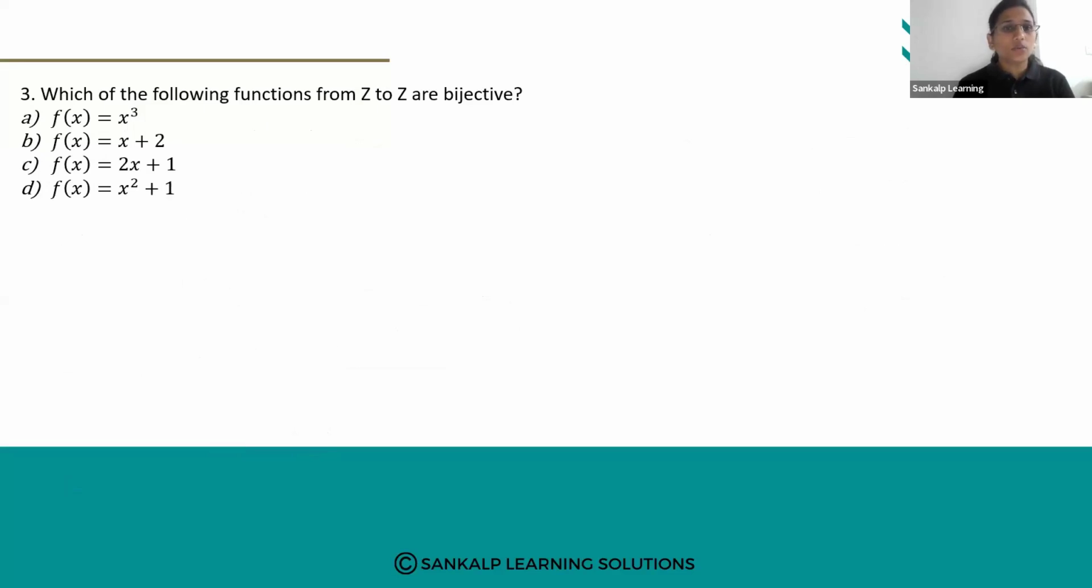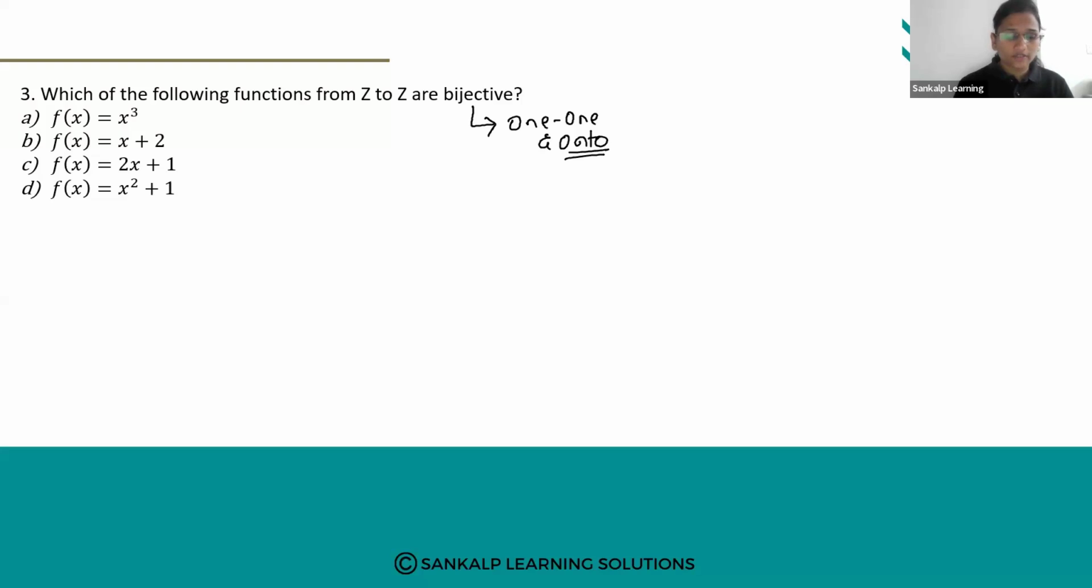Hello everyone. Today we have a JEE question on the chapter relations and functions. The question says: which of the following functions from Z to Z are bijective? What is Z here? The set of integers. What is the meaning of a bijective function? A function which is both injective and surjective, that means both one-one and onto. Am I correct? So we have to check which of these are bijective.